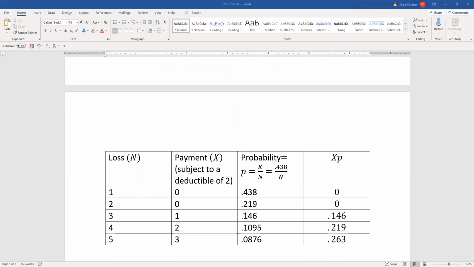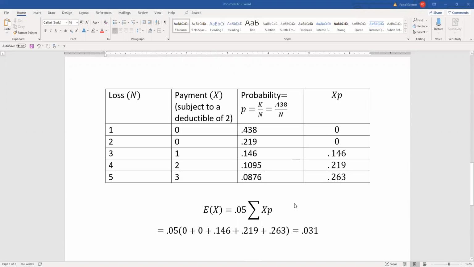And then we are looking for the expected value of x. So we multiply x with the corresponding probability. So we multiply this x column with the probability column. 0 times this is 0, 0 times this is 0, and then 1 times 0.146, 2 times 0.1095.